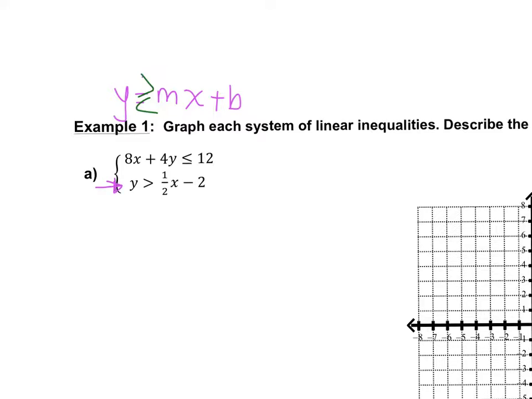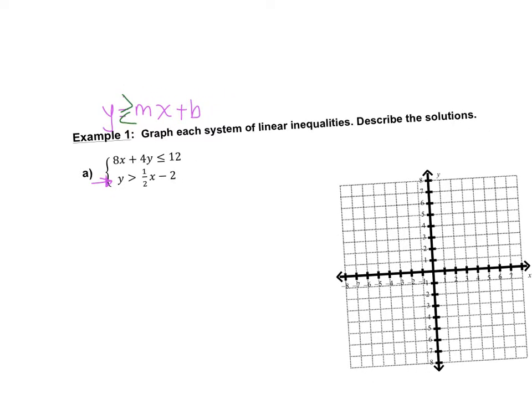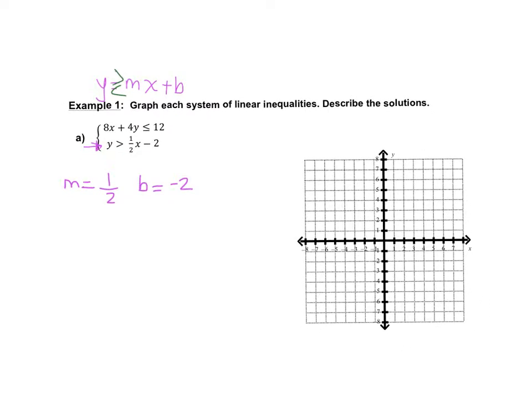So if we were to go ahead and graph this one, we know that the slope of that line is 1/2, and the y-intercept is -2. So we would begin at -2 on the y-axis, and we would go up 1 to the right 2. So that would be right here. Up 1 to the right 2 more. Up 1 over 2.